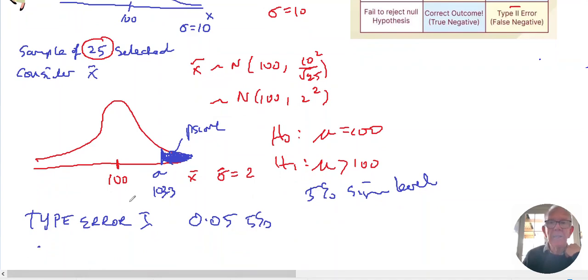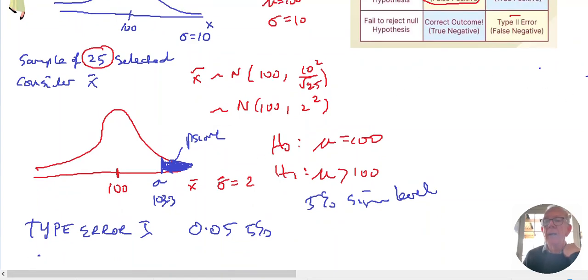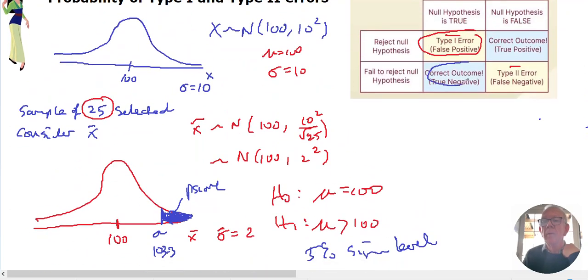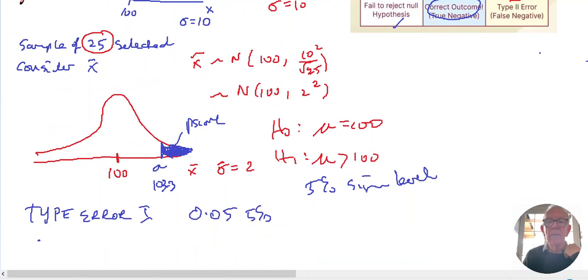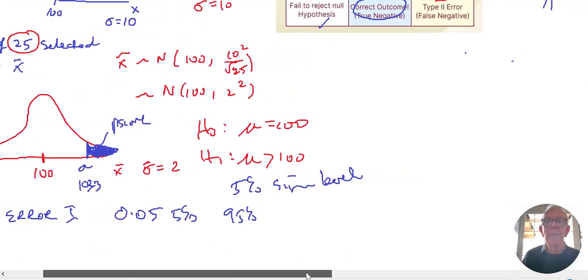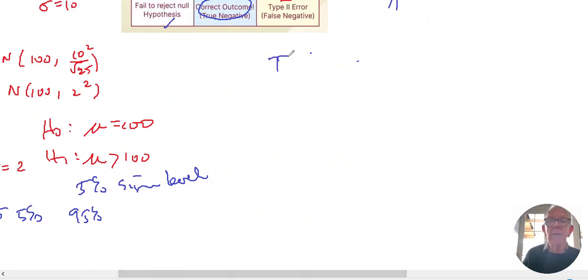And the probability of a correct outcome being a true negative, that is, the null hypothesis is true and we accept the null hypothesis, that's going to be 95%, because of course that's based on the significance level. Now let's think about a type 2 error.